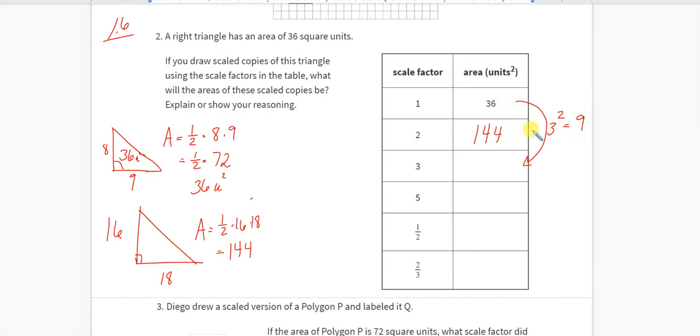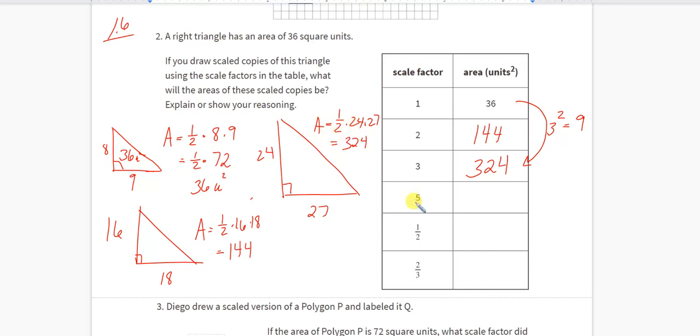And if we do that, we get 36 times 9, which is 324. Let's see if that works, okay? 8 times 3 is 24, right? And 9 times 3 is 27. So if I did that right, then this area, 324, should be equal to 1/2 times 24 times 27. Now, if I type that in my calculator, half times 24 times 27, I get 324. So it's like a shortcut from doing all of this multiplication.